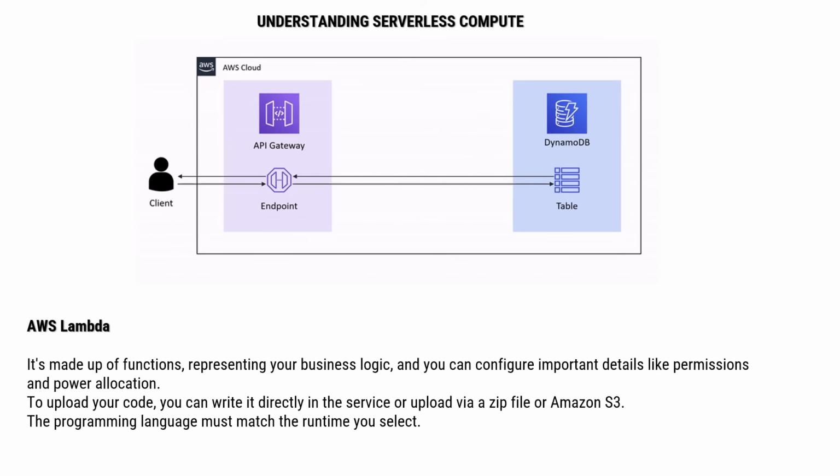So let's focus on AWS Lambda. It's made up of functions representing your business logic, and you can configure important details like permissions and power allocation. To upload your code, you can write it directly in the service or upload via a zip file or Amazon S3. The programming language must match the runtime you select.